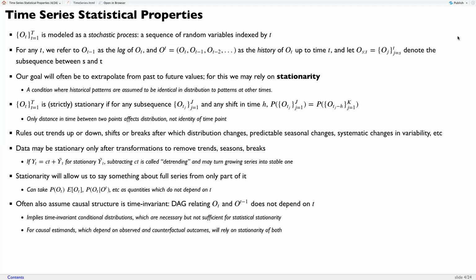And so only the distance in time between observations affects their relationship, not the identity of the time point. This is a very strong assumption. It rules out series that are trending up or down, so the level of the time series would then depend on the identity of the time point. It rules out shifts or breaks after which the distribution changes.